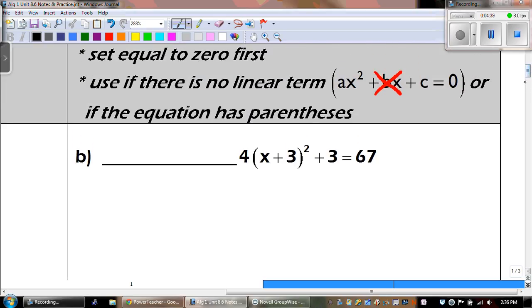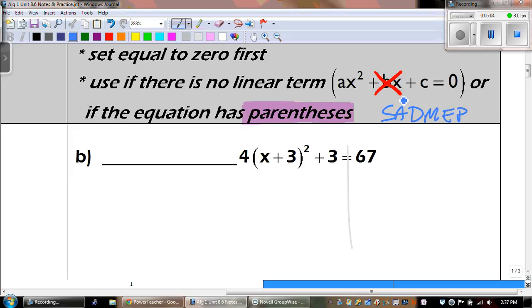Or we can use it if there's no linear term, or it has parentheses. So before it's like, Mr. Grice, you said to set it equal to 0. It has parentheses, guys. So if it has parentheses, I'm automatically going to use SADMAP. Okay? So first thing that we got to do, I'm going to write SADMAP up here so I make sure to do everything in order.